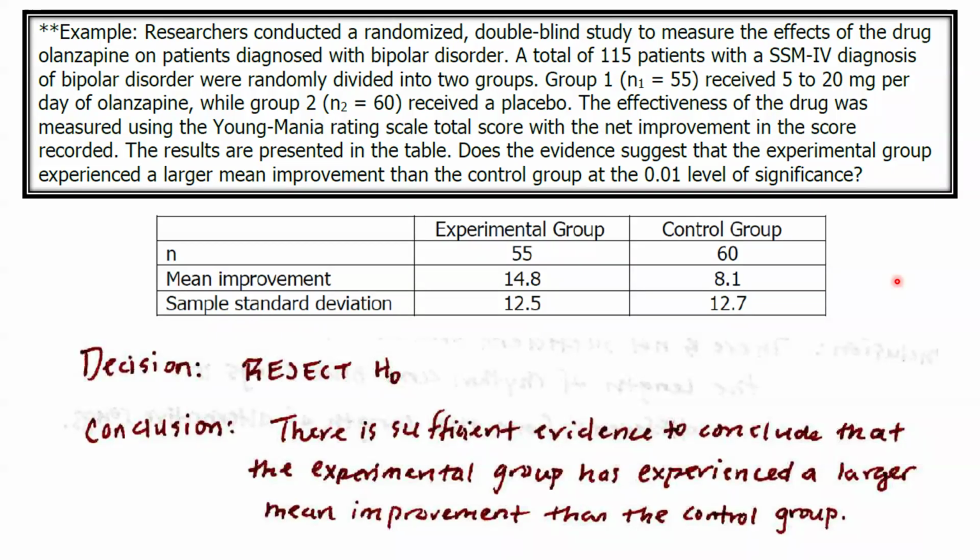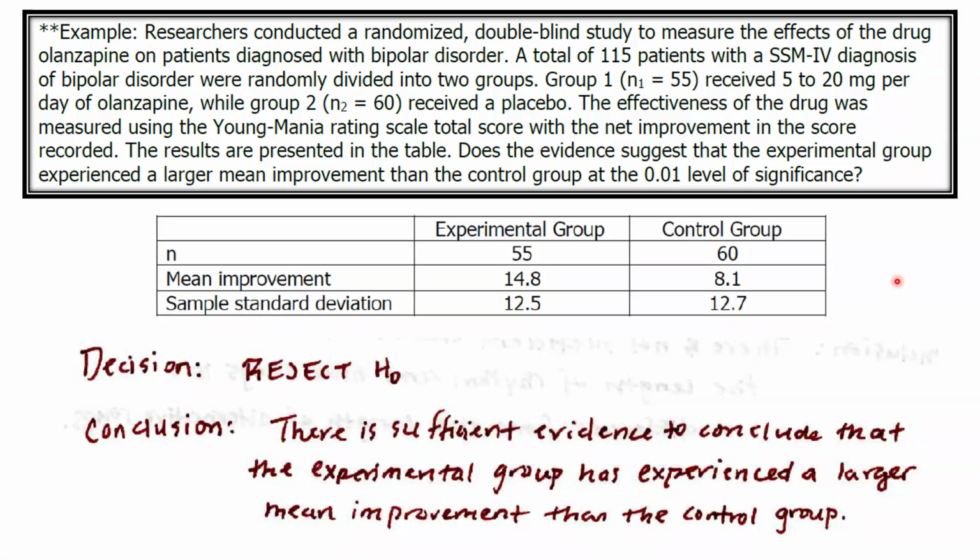Okay. All right, so let's understand this example a little more. So what did we test? We're trying to answer the question, does olanzapine improve bipolar mania symptoms better than the placebo? That is what we were trying to test. And we found that the olanzapine group improved by 14.8 points on average, and the placebo group improved 8.1 points on average. So if we subtract that, that's approximately a difference of 6.7 points better with the drug.